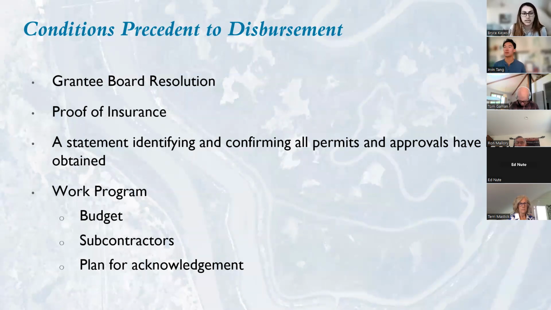If you don't have any permits or approvals that you need, you just need to send an email to your project manager saying so, so that they can save that in their project files. And then we also need a work program, and that's going to include your budget, a definition or identifying who your subcontractors are, and identifying a plan for acknowledgement.